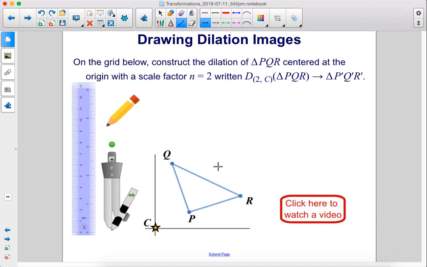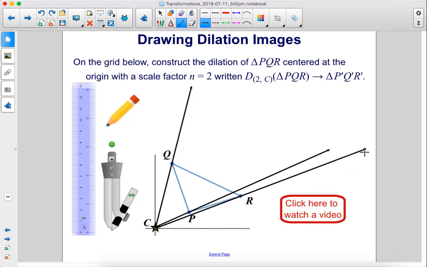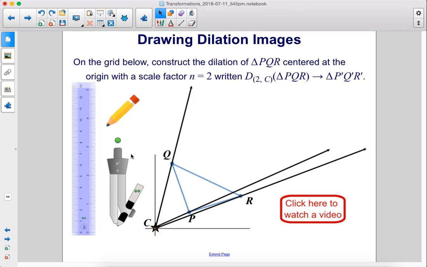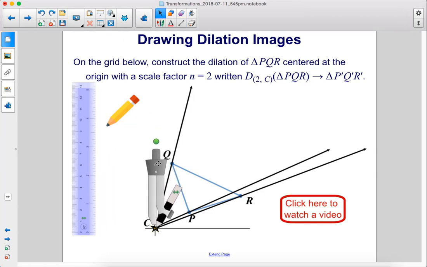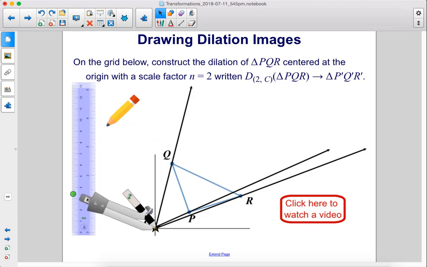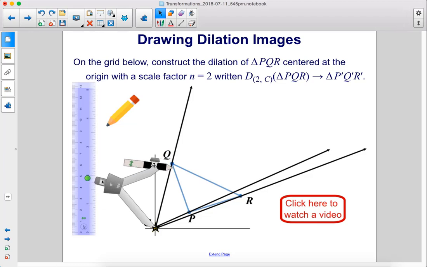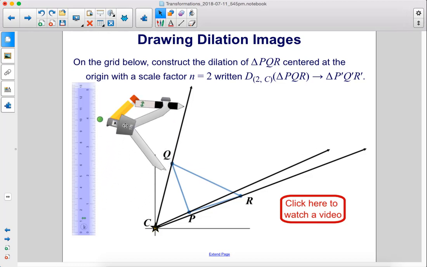I will demonstrate how to draw this dilation. Scale factor 2. All right, we'll begin at the origin, point C, and we'll draw rays that go through the 3 points in this triangle. All right, now I'll pick up our compass, place it on the origin, and rotate it around like this until we're at point Q. All right, now pick it up, place it on Q, and draw an arc right here.